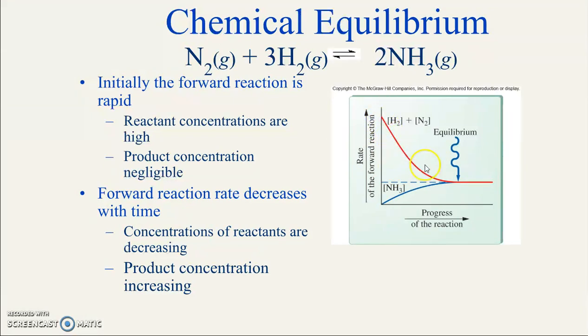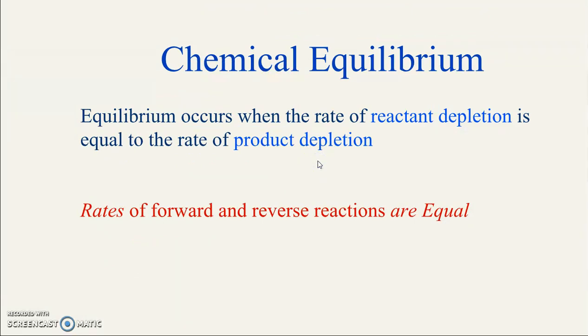Eventually, the forward reaction and the reverse reaction are going to reach a point where they're the same, and that's going to be the equilibrium. So the equilibrium occurs when the rate of the reactant depletion is equal to the rate of the product depletion. So the rates of the forward and the reverse reactions are equal. That does not mean the concentrations are equal.